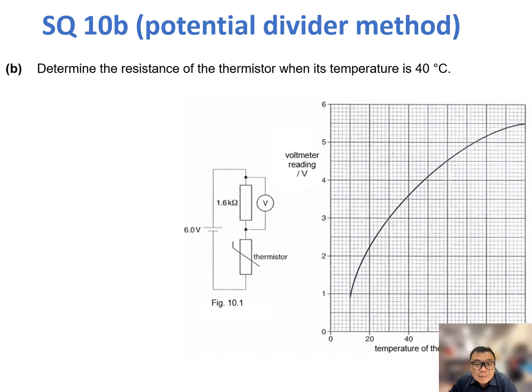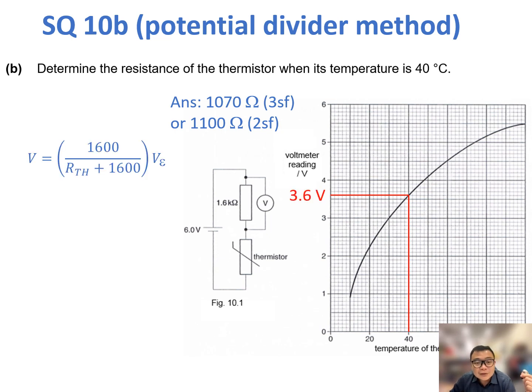Now in part B, there's also an alternative method. We can use a potential divider method, and it's in fact a faster method. So the same thing, we will read off the graph at 40 degrees Celsius what is the voltage reading of the resistor, and it's 3.6 volts.